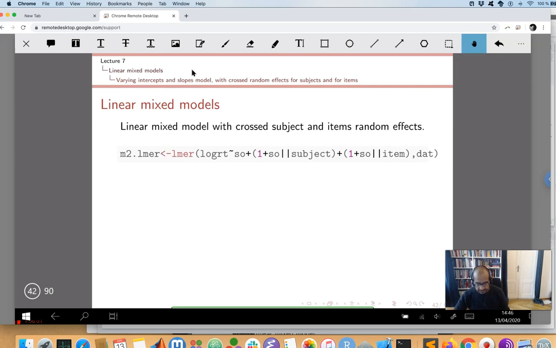To express this variability between items for the intercept and slope, we're just going to add one more term, which is just like the 1 plus SO double vertical bar subject syntax. We're going to add that for the items. Okay, that's the only new innovation here, right? So now this is the fully crossed subject and item random effects setup.